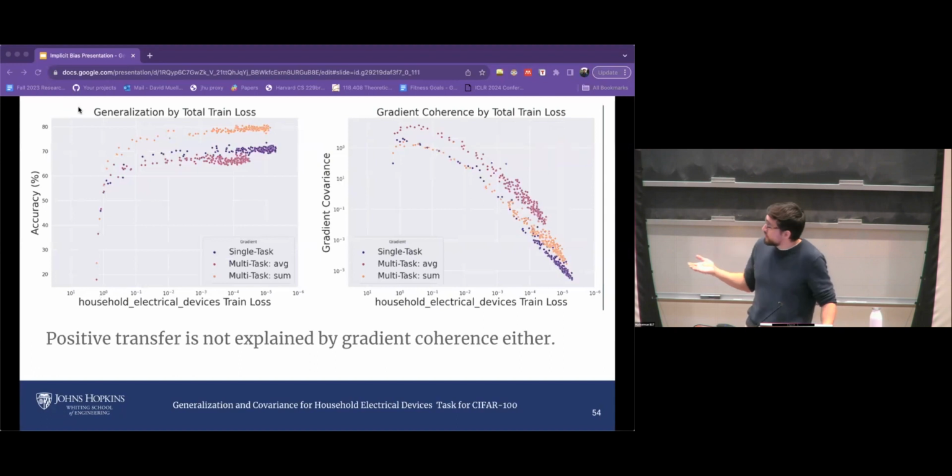And it's the same story for positive transfer, right? Here we see a significant amount of positive transfer when we sum the multitask gradients. Again, we see a gap in gradient coherence between averaging and summing, and a gap in generalization between averaging and summing, but we also see a gap between summing and the single task models, and that gap is not explained by gradient coherence anymore, right? So now we have positive transfer, but that positive transfer isn't being explained by these implicit factors that we're optimizing when we sum versus average our gradients.